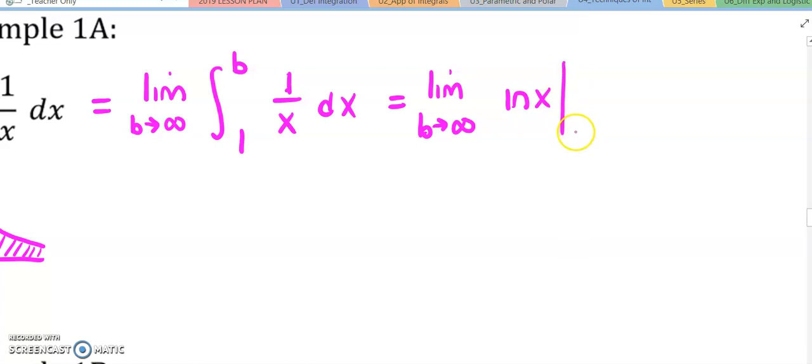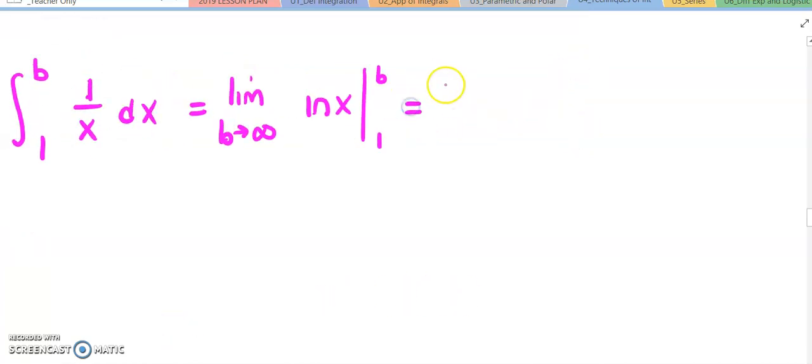We'll need to evaluate this from 1 to b, and that's exactly what I'm going to do next. So we'll plug that in, again still writing the limit as b approaches infinity. It's going to be the natural log of b minus the natural log of 1.